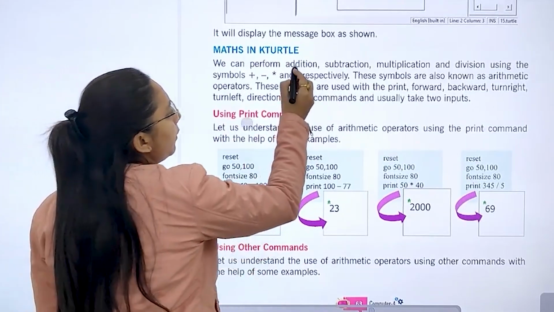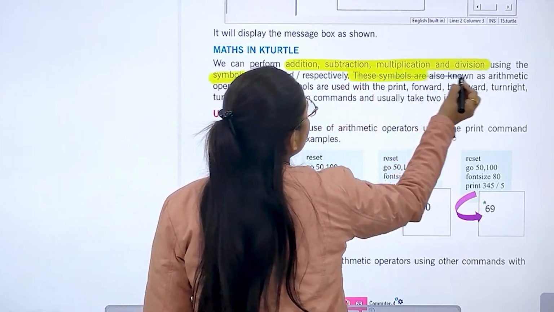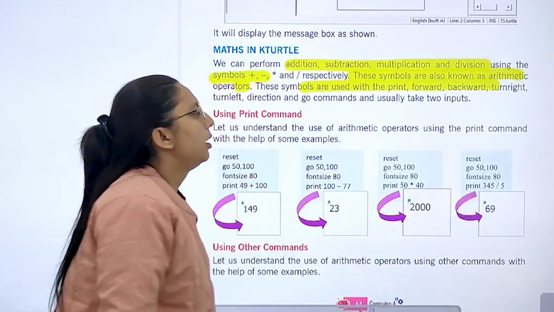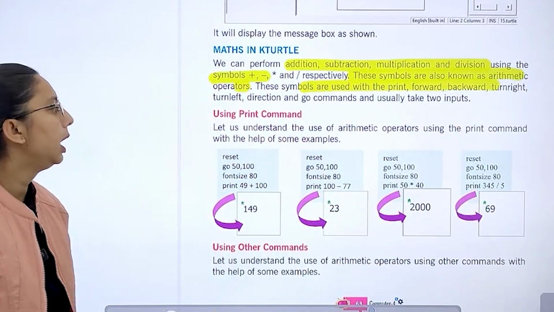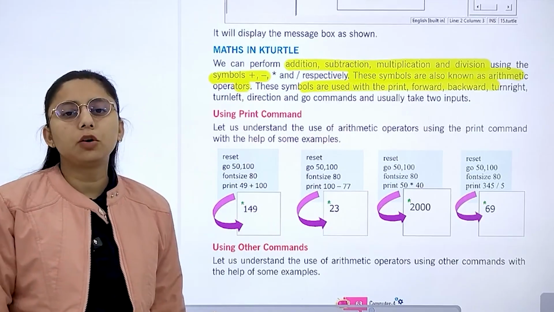Then we have maths in KTurtle. We can perform addition, subtraction, multiplication and division using these symbols. These symbols are known as arithmetic operators. These are used with the print, forward, backward, turn right, turn left, direction and go commands. Using the print command, let us understand the use of arithmetic operators.